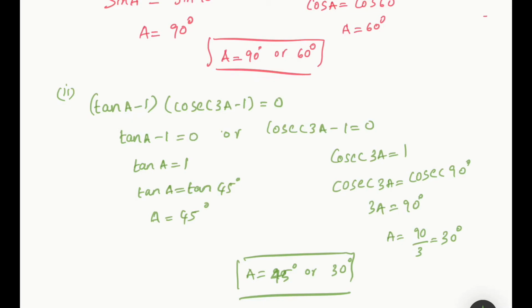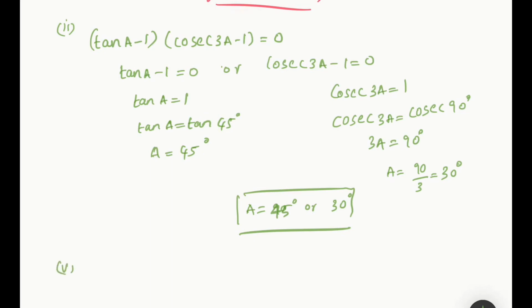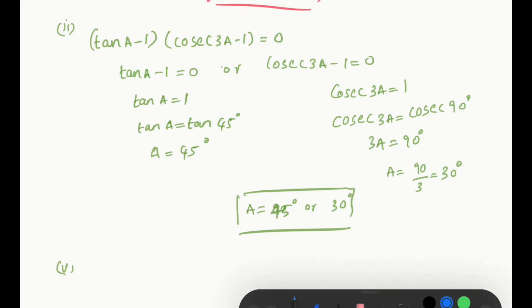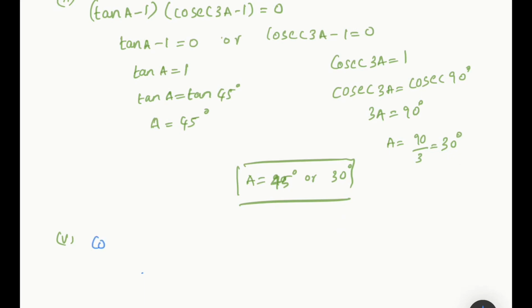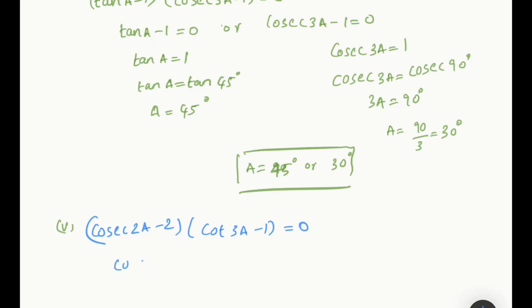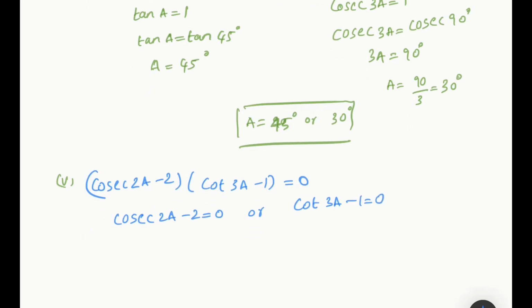Let me do one more question from this main. So I'll be going to the fifth question. Okay, I'll be doing the fifth sub question. The fifth sub question is given as cosec 2A minus 2 into cot 3A minus 1 equals to 0. So how do we do? Same way. Cosec 2A minus 2 equals to 0 or cot 3A minus 1 equal to 0.